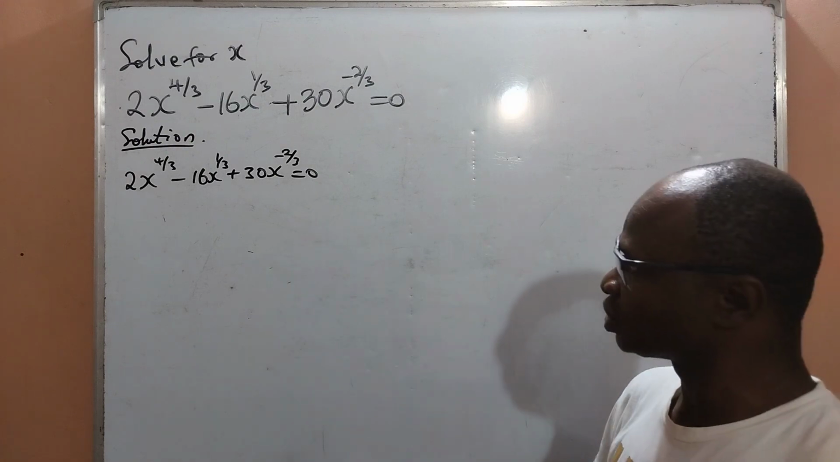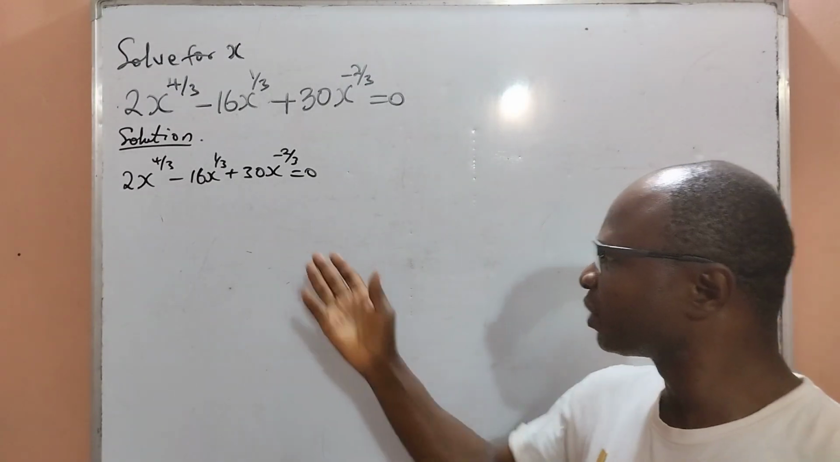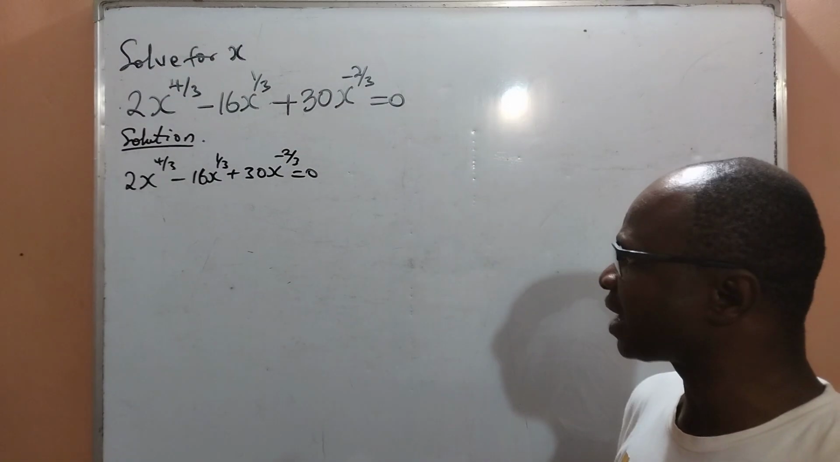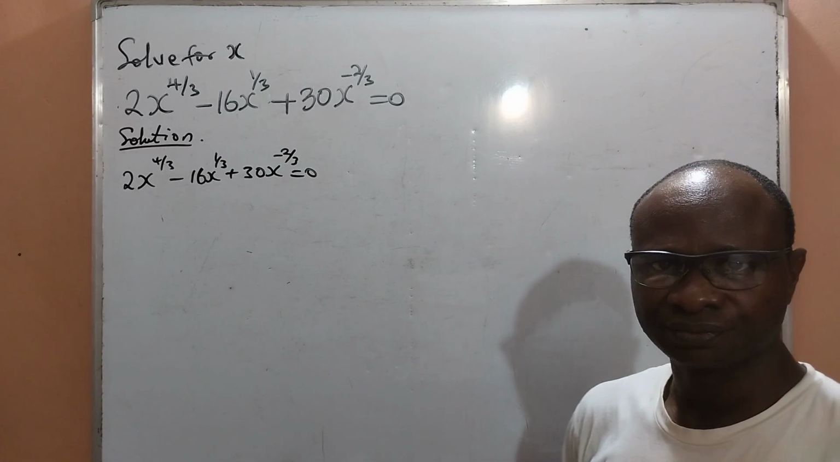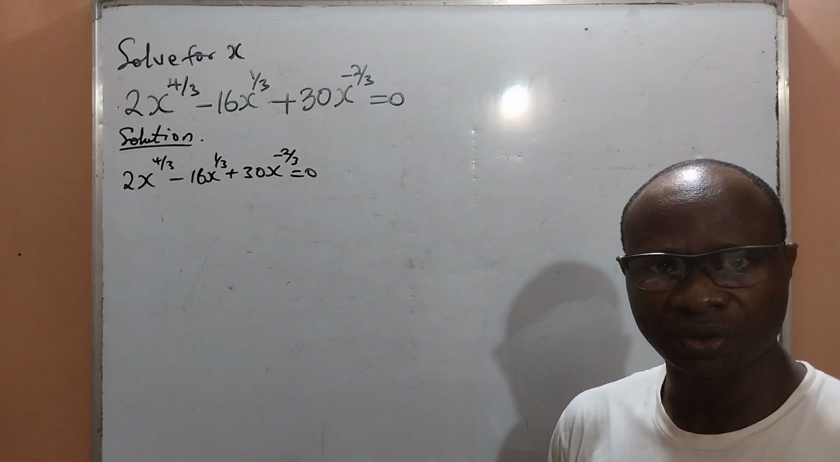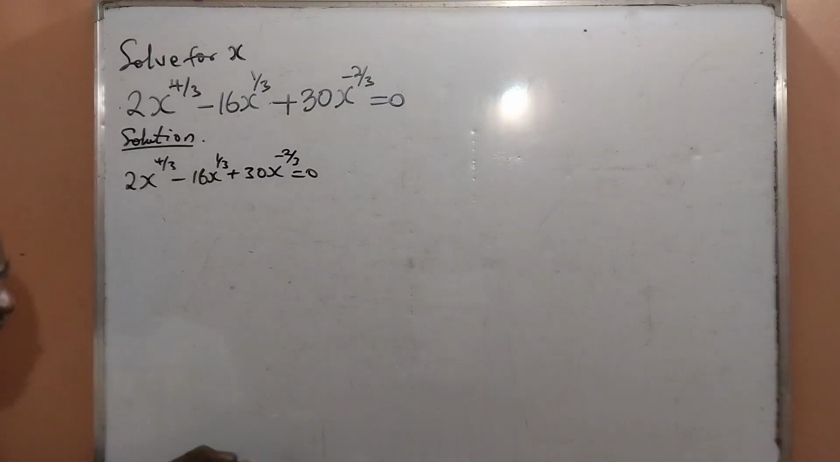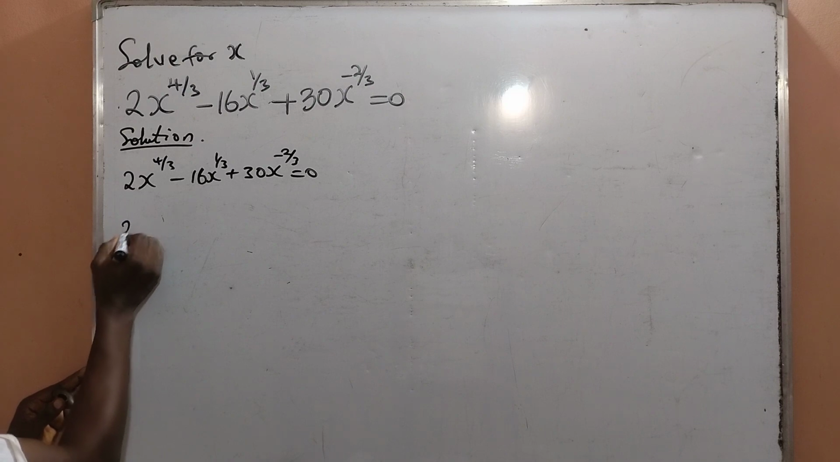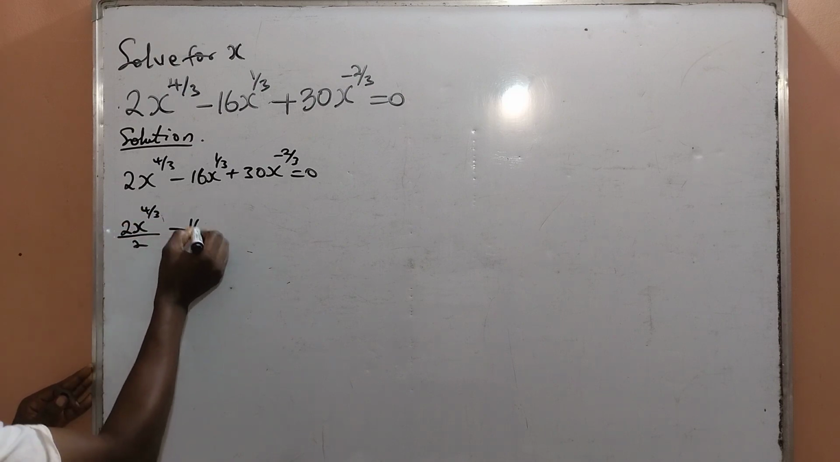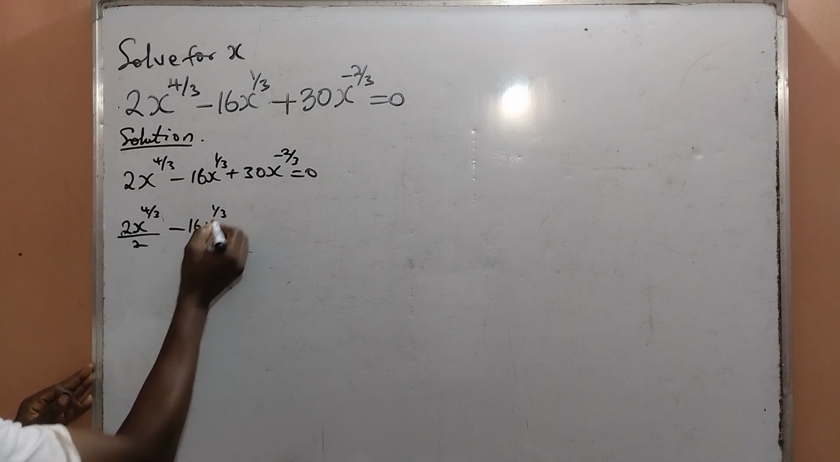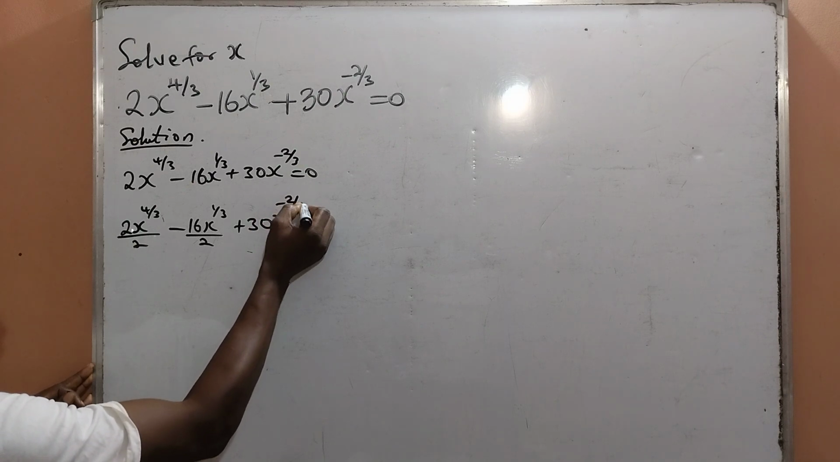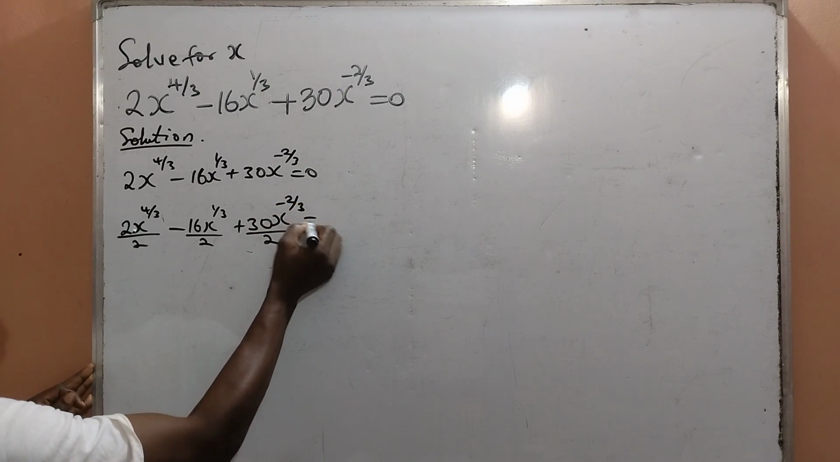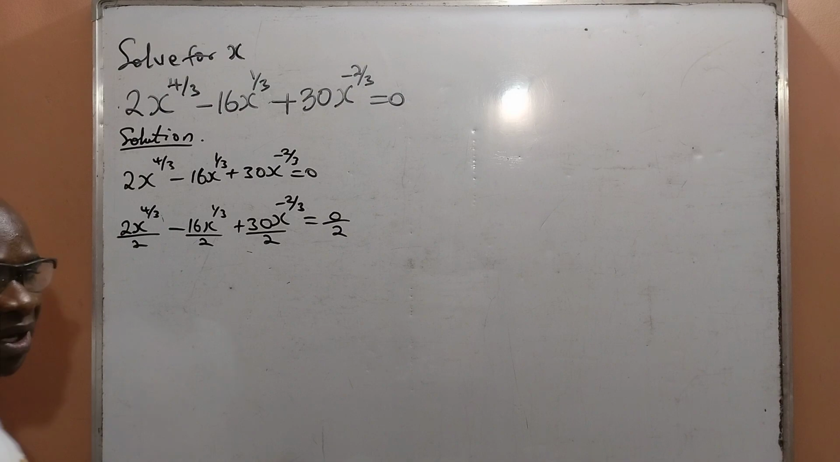If you look at this question very well, you will agree with me that the coefficient of x throughout can be divided by 2. So 2 is a factor all through, and that means we are going to divide all through by 2. And that becomes 2x raised to the power 4 over 3 divided by 2 minus 16x raised to the power 1 over 3 divided by 2 plus 30x raised to the power minus 2 over 3 divided by 2 is equal to 0 divided by 2.